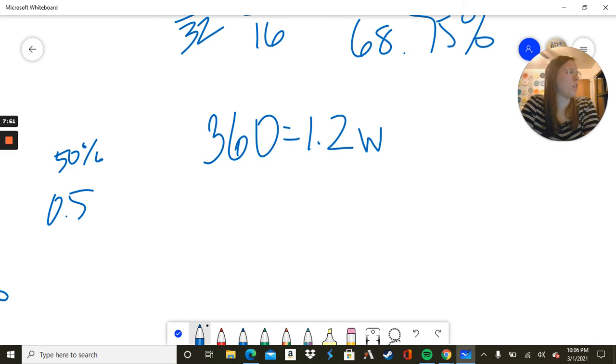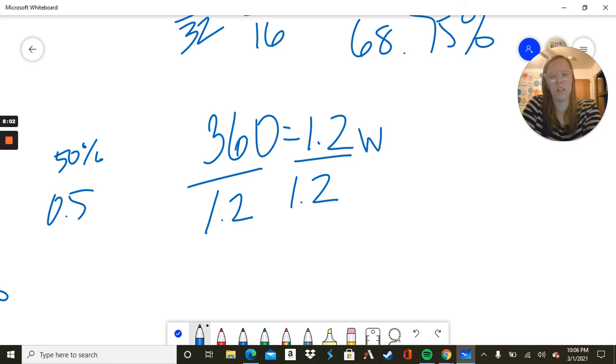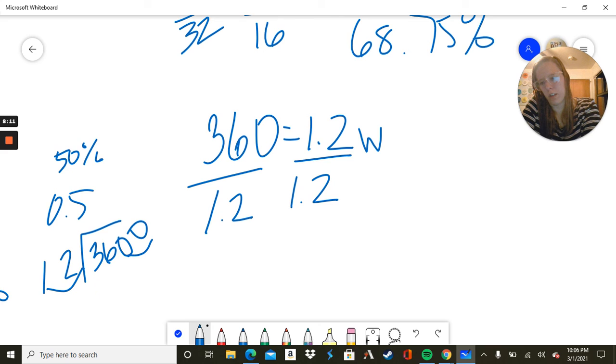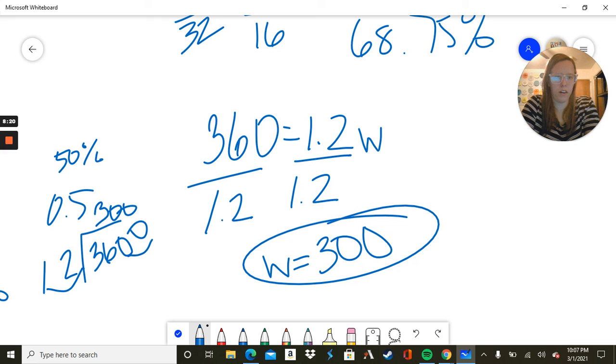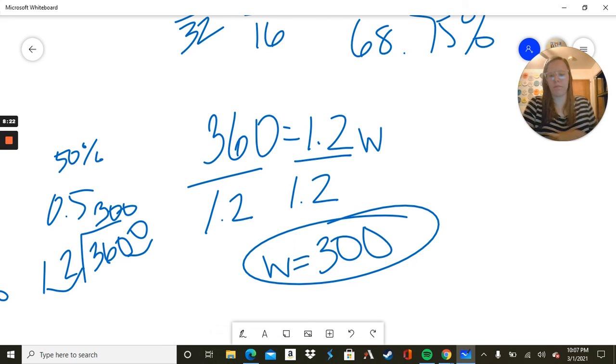Okay, there we go. So in this case, we're going to divide by 1.2. Divide by 1.2. Move that over, move this over. So 12 goes into 36 3 times, and then we just add our 2 zeros. So W, or the number of girls, is 300. Okay?